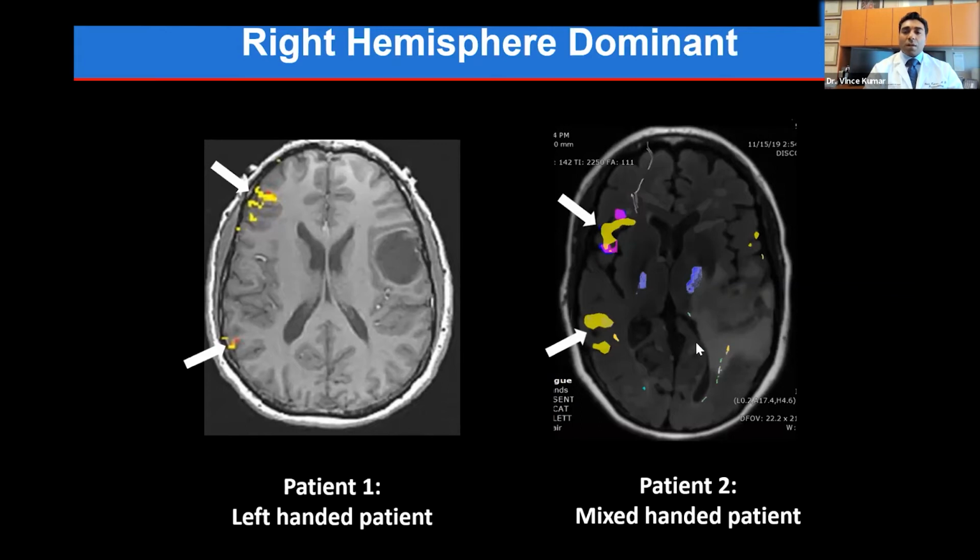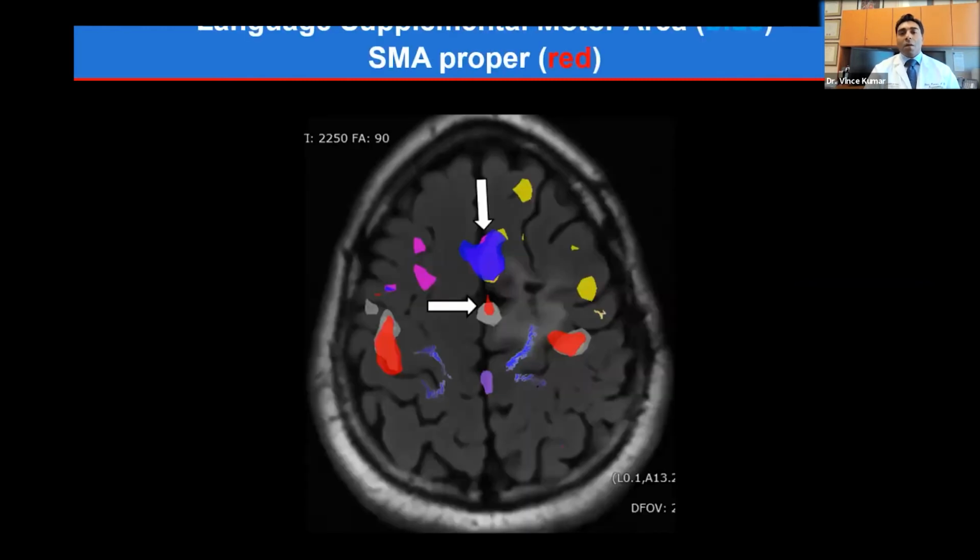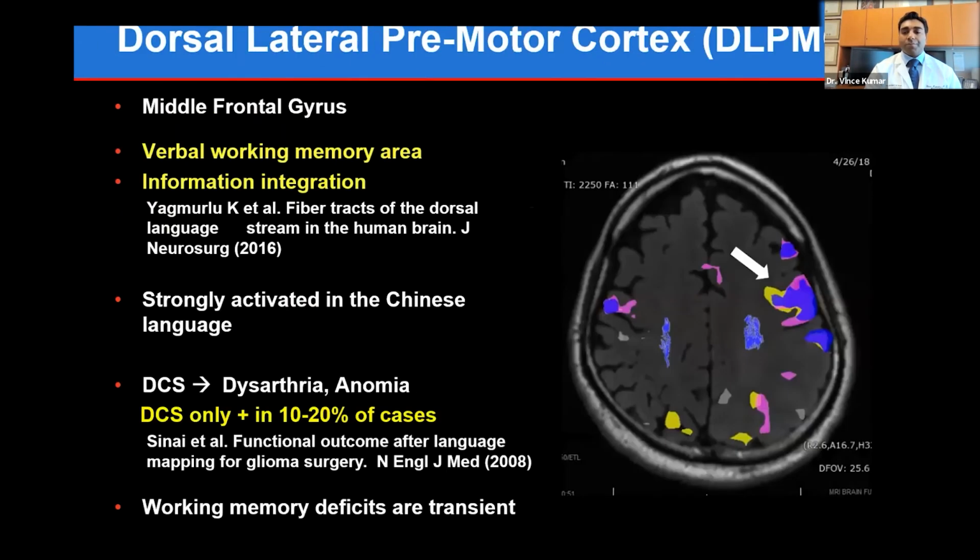And so the surgeon performed extensive cortical stimulation and found no speech arrest around this tumor and was able to resect the tumor without any speech deficits. So when we think of fMRI, we think that it can provide information regarding Broca and Wernicke, but there's actually other areas which can be identified, and these are called secondary language areas. For example, we can identify the language supplementary motor area, which is anterior to what we commonly think of as the SMA proper for motor function.